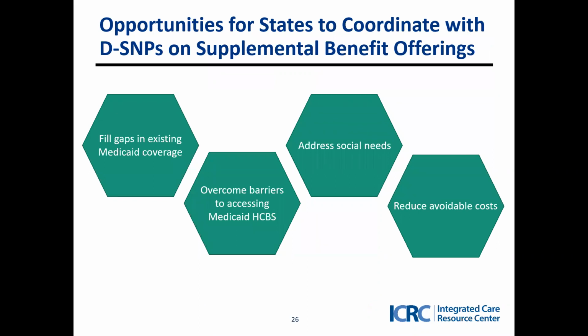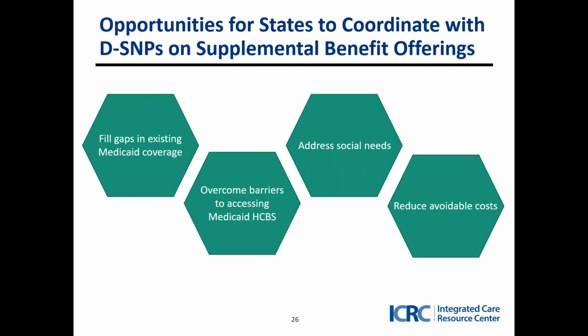Okay, so we've laid out some opportunities for states to coordinate with DSNPs on supplemental benefit offerings here. And the first opportunity is through filling gaps in existing Medicaid coverage. Depending on the state, Medicaid programs may be more or less generous in the amount or type of benefits covered, or they may experience periodic cuts to services due to budget constraints or other forces. So supplemental benefits can help to make up for some of those limitations.